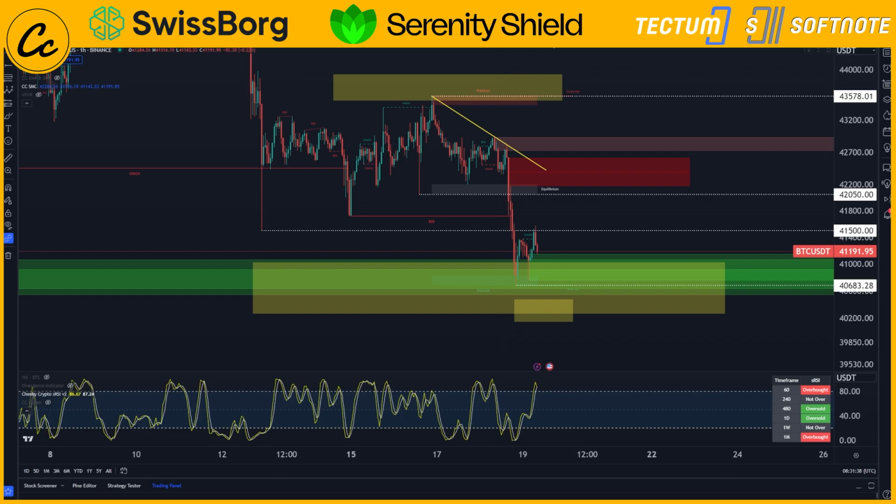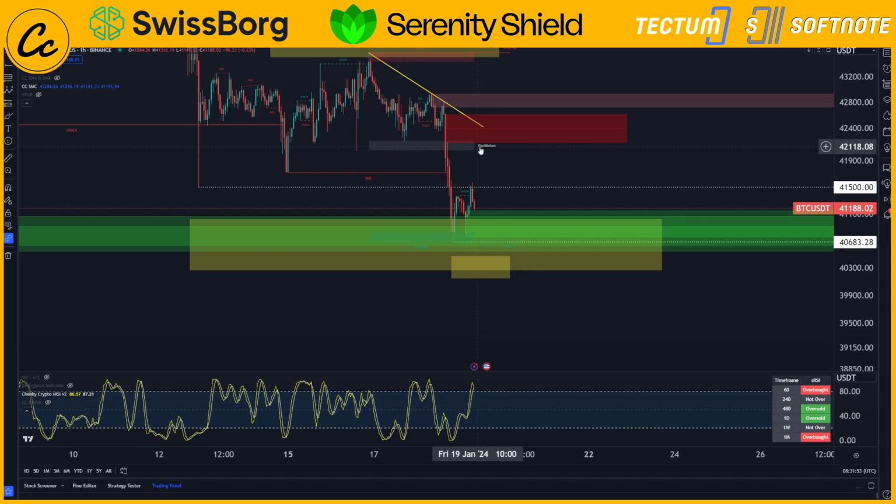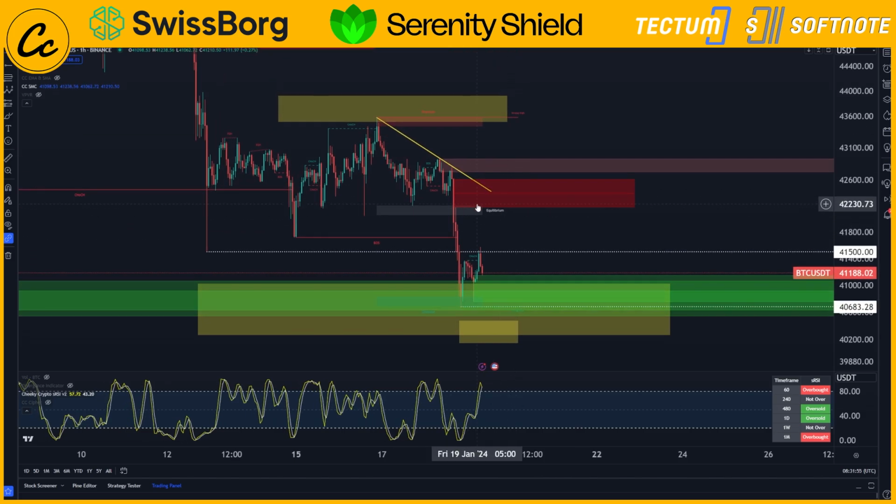This happened when we actually closed below this level right here at $41,718. I actually thought it was going to be 41,500, but it's good to see that it is on the slightly higher side there. Now, equilibrium has moved as we have a new low. Equilibrium has dropped down a little bit lower.